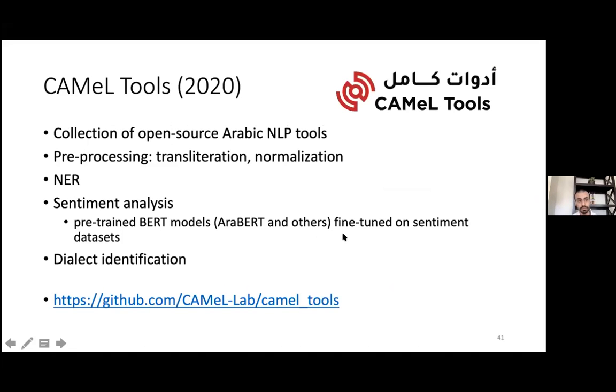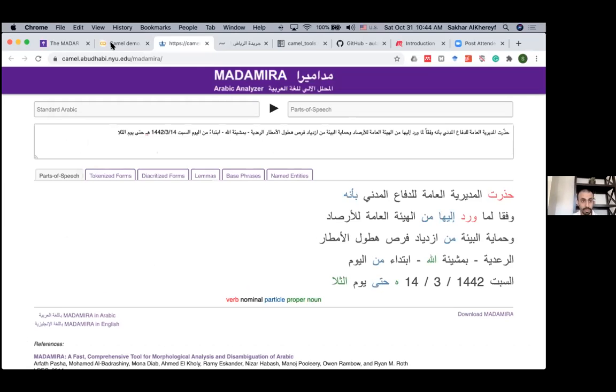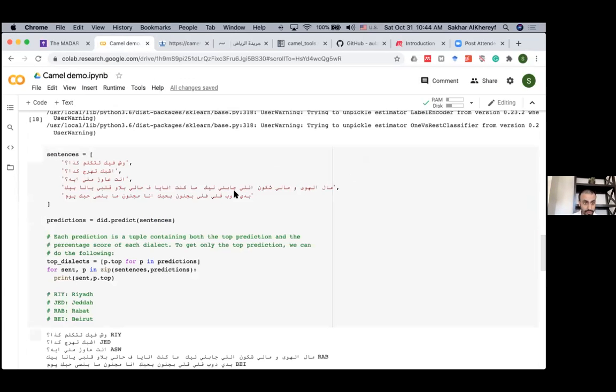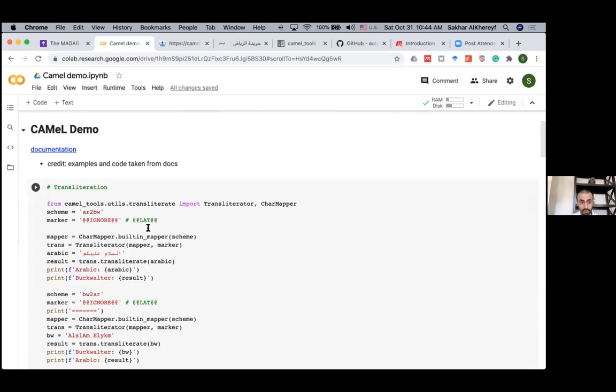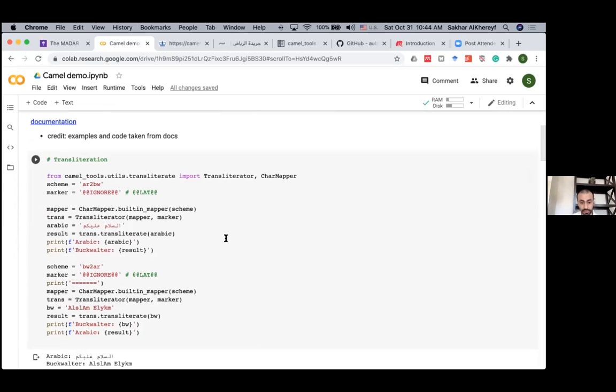Another tool or set of tools is CAMeL Tools. It was released recently. It's a collection of open source Arabic NLP tools. They have some pre-processing procedures like transliteration and normalization. They also have named entity recognition, a sentiment analyzer, and dialect identification. You can see it here in Google Colab. I'm going to share the link on how to install CAMeL Tools on Google Colab after the talk.